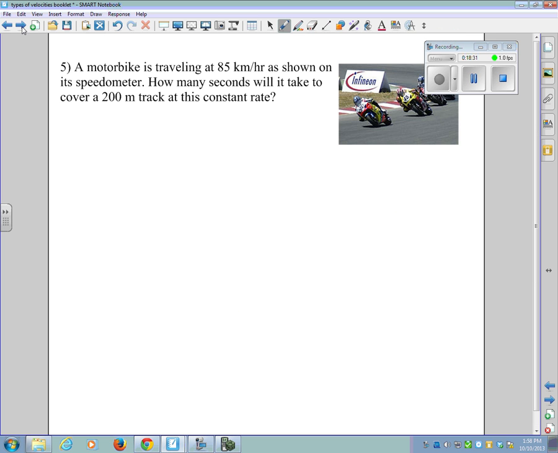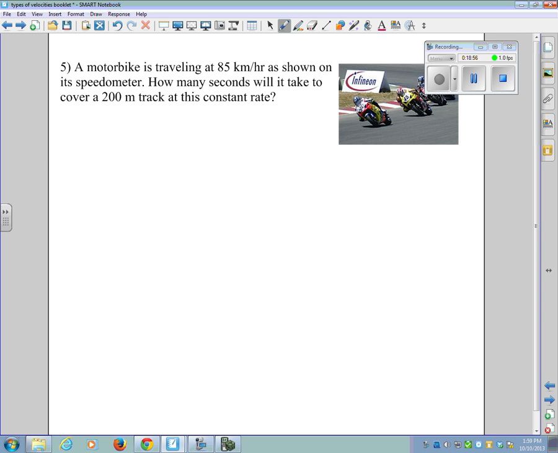Let's go to number 5. A motorbike is traveling at 85 kilometers an hour as shown on the speedometer. How many seconds will it take to cover a 200-meter track at this constant rate? Now I made it a little bit hard. What's hard about this question? There's converting, exactly. It's 85 kilometers per hour, but the track is in meters, and it asks for the time in seconds. I got to do some converting.